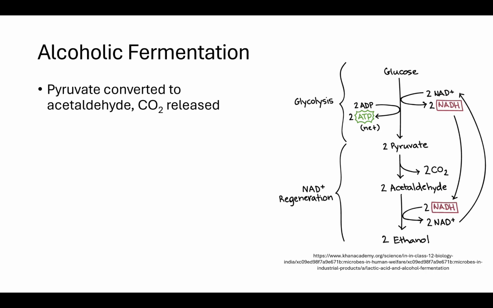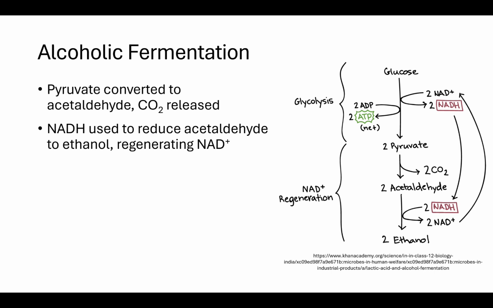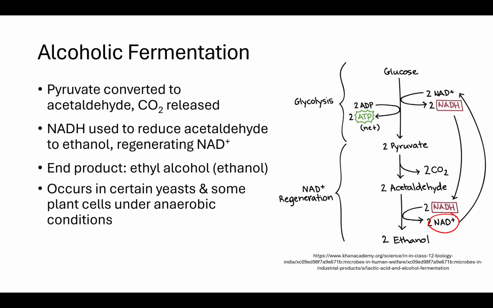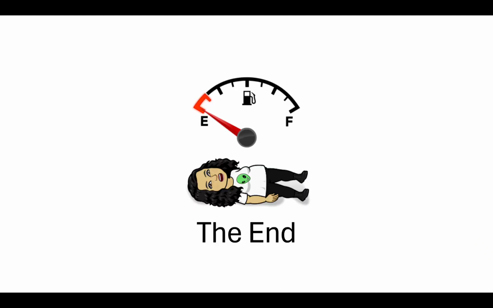Alcohol fermentation ends up converting pyruvate to another molecule called acetaldehyde, and that ends up becoming the electron acceptor, and that produces ethanol, which is the alcohol that, yes, is found in liquor products and stuff. That is going to be the final electron acceptor, and that's going to regenerate your NAD+, so that you can perform glycolysis again. And its final product is ethanol. This happens in some yeast as well as can happen in some plant cells under anaerobic conditions.